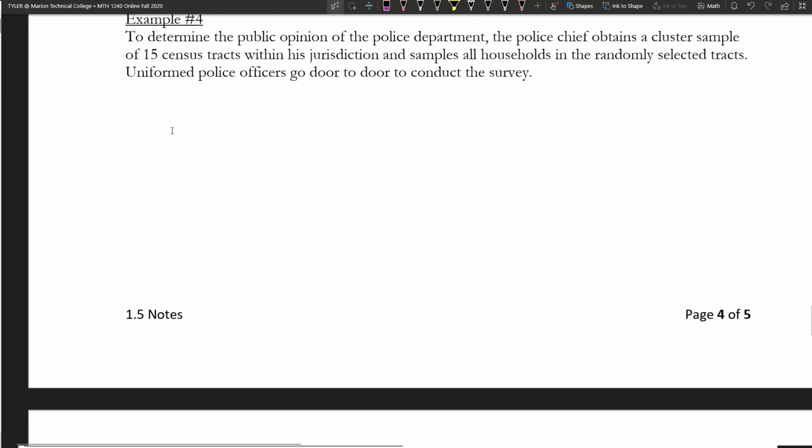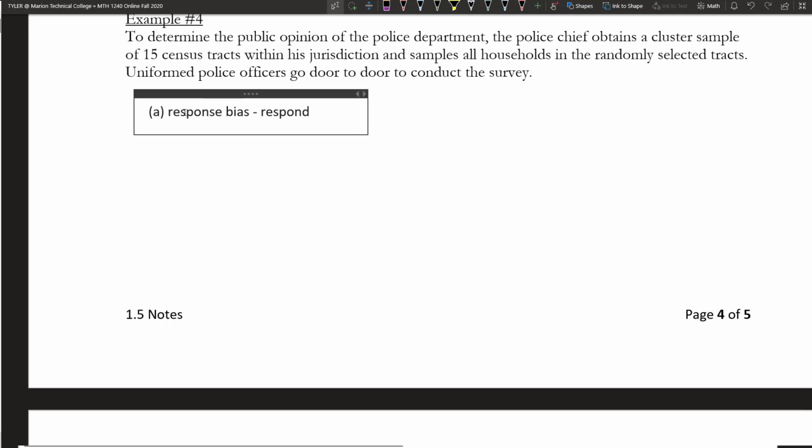Example 4 says determine the public opinion of the police department. The police chief obtains a cluster sample of 15 census tracts within his jurisdiction and samples all households in the randomly selected tracts. Uniformed police officers go door to door to conduct the survey, right? So something that should be sticking out to you is they're asking about your opinion about police officers, but the people doing the survey are uniformed police officers, right? So naturally, as you could imagine, that's going to create some bias, right? People probably aren't going to answer very truthfully, so there's going to be some response bias here.